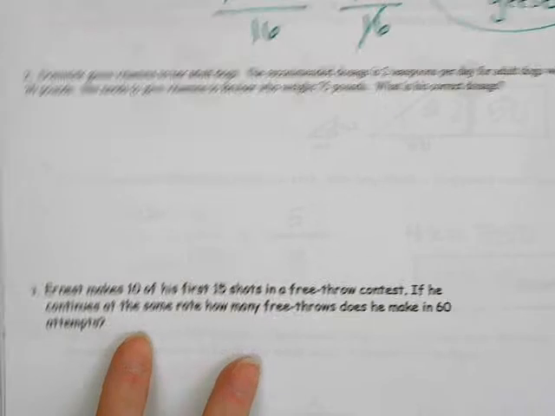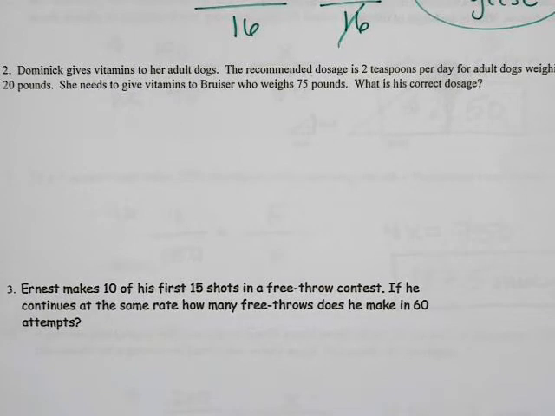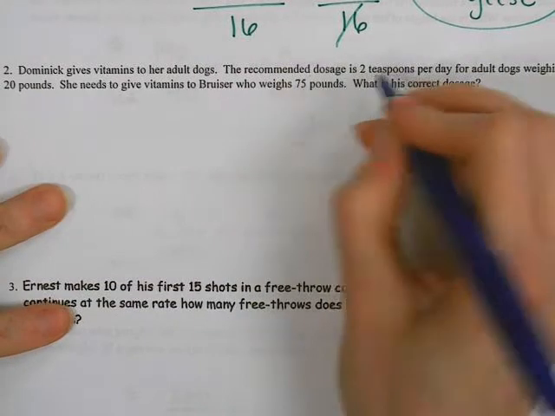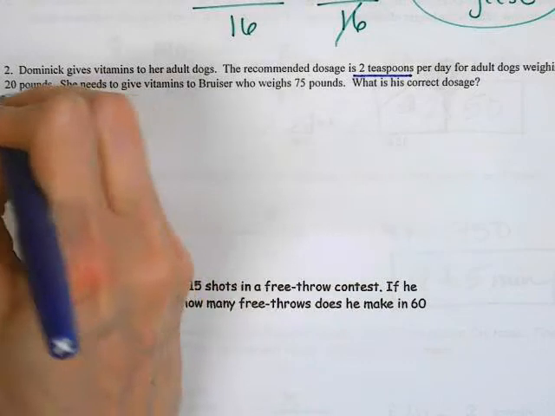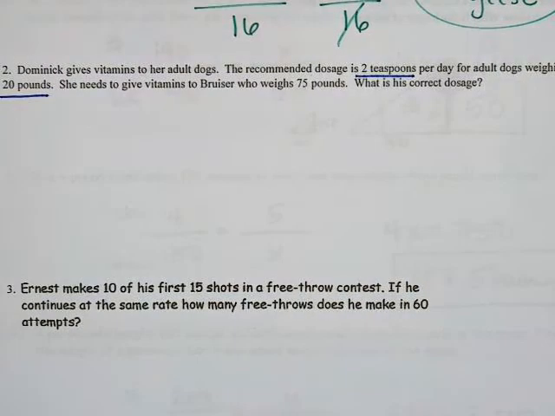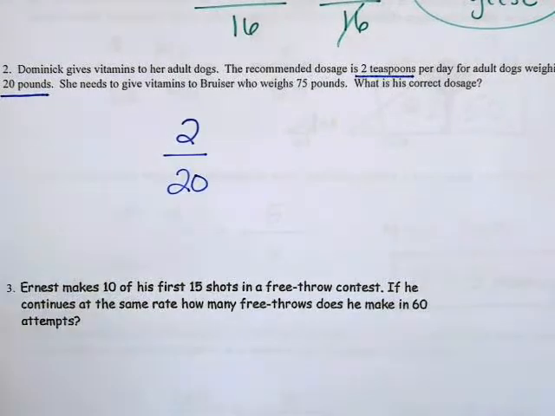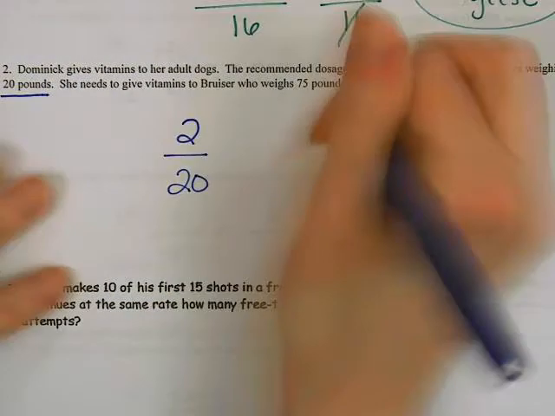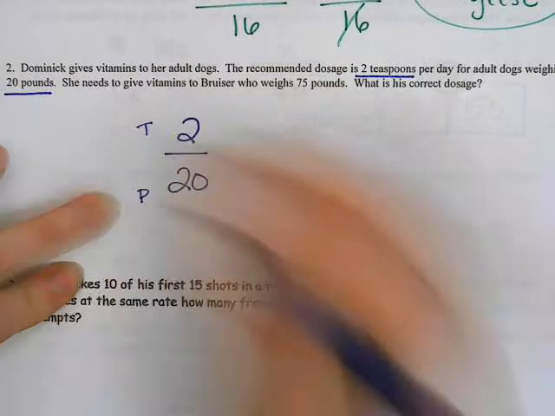All right, let's try a couple more. So number 2, find a starting comparison or ratio. So what is the starting comparison? It says 2 teaspoons per day for 20 pounds of dog weight. So that's our initial ratio. So it's 2 over 20. And let's write down what it is. The 2 is the teaspoons and the 20 is the pounds.